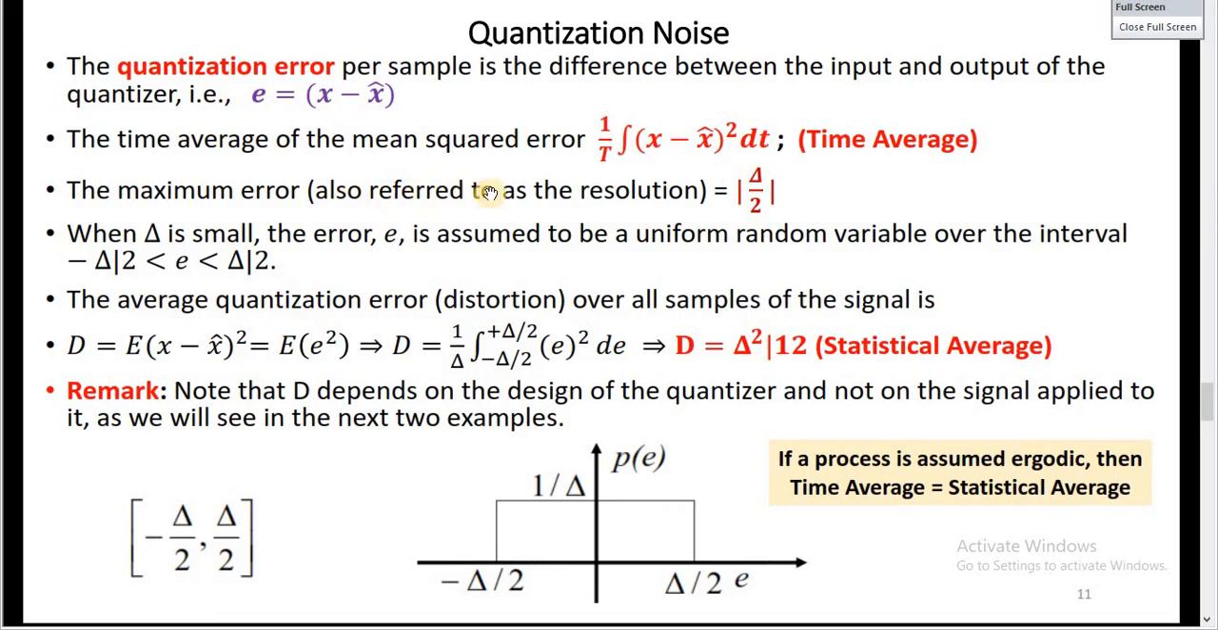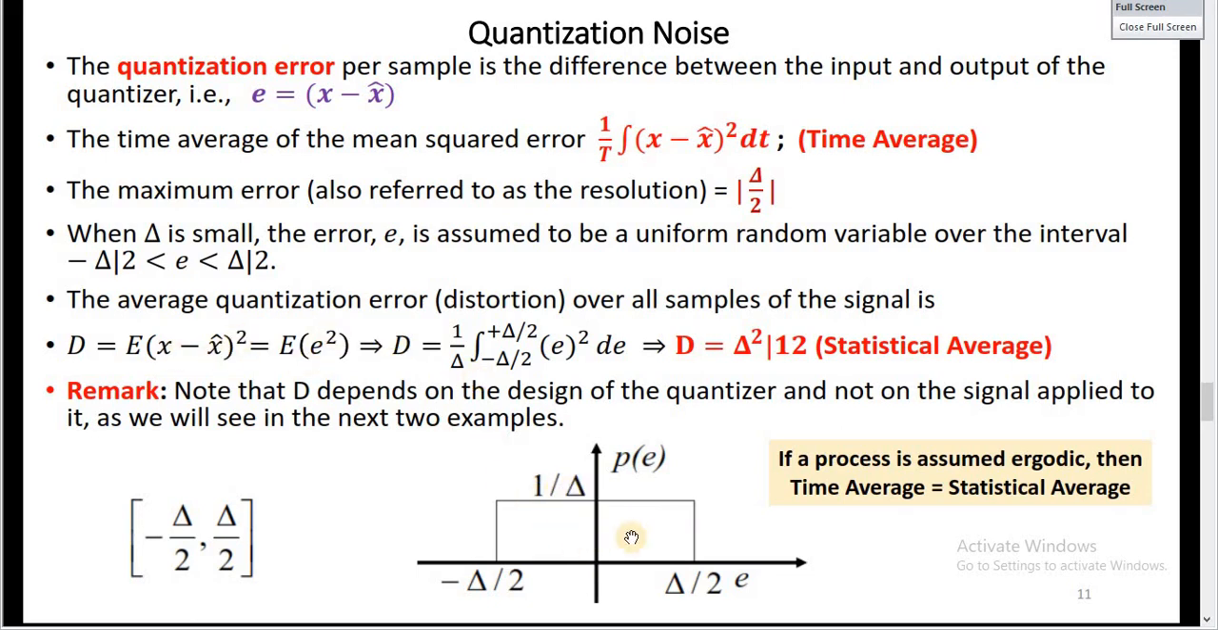The maximum error, also referred to as the resolution, equals delta over 2. When delta is small, the error e is assumed to be a uniform random variable over the interval between minus delta over 2 and delta over 2, where the error is bounded between minus delta over 2 and delta over 2. So we can assume that the quantization error is a uniform random variable which varies between minus delta over 2 and delta over 2. We know also that the area of the probability density function is 1. Therefore, the probability density function of the error is a constant value, which is 1 over delta.